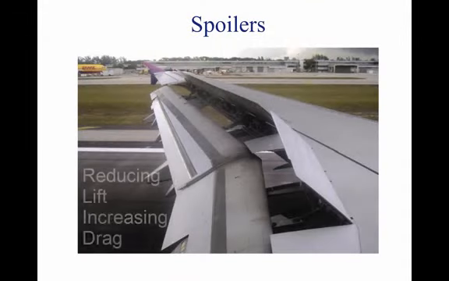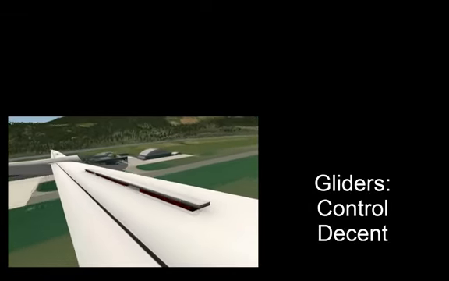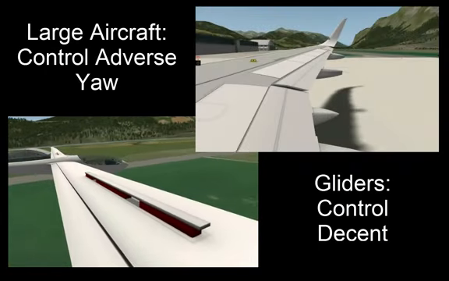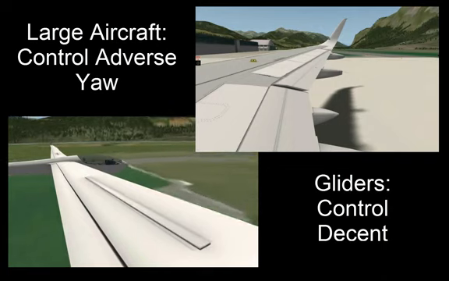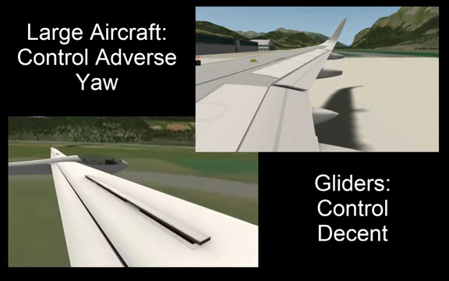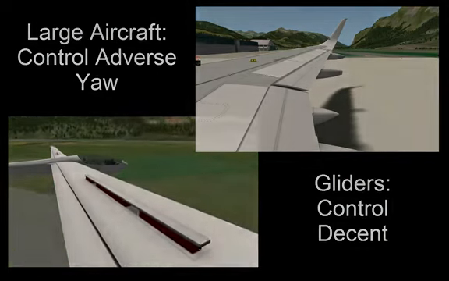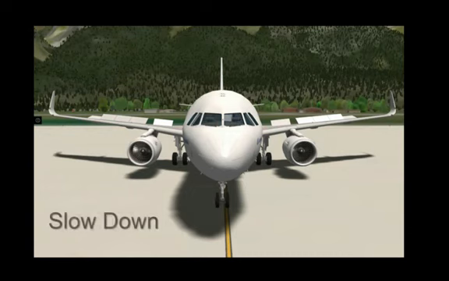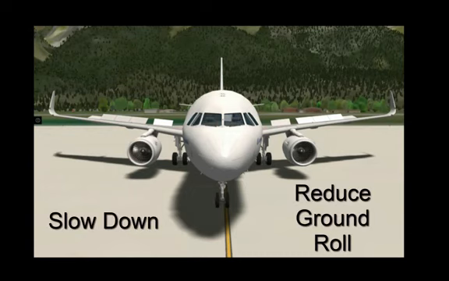Spoilers help by reducing lift and increasing drag over the wing surface. Spoilers are used in gliders to control descent, and also in large aircraft to control adverse yaw, because when they are deployed, they increase drag on the lower wing, which stops the plane from yawing to the outside of the bank. Also, deploying both spoilers at the same time increases drag and is used to slow down and reduce ground roll by transferring weight to the wheels and thus increasing braking efficiency.